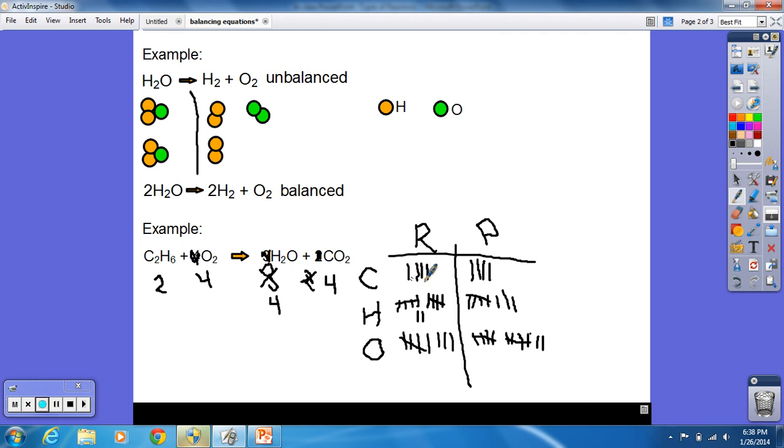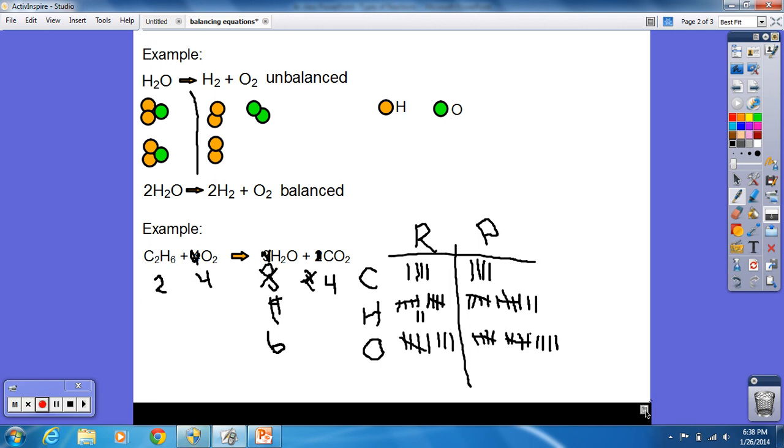The only thing balanced is my carbon. Now my hydrogen is unbalanced again. Over here I've got 12. Over here I only have 8. So I need 12 total. So I would need a 6 here. So let's cross that out and put in a 6. Pencil is the key to this. And so now I've got my 12 hydrogen. So let's put those in. And now I've got 6 oxygen plus 8 oxygen is 14 oxygen.